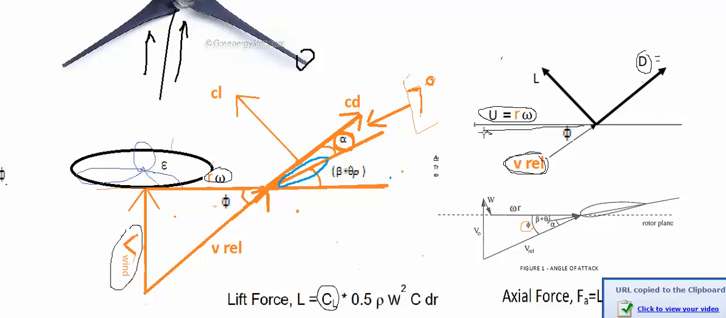I'll show you a spreadsheet in which we can clearly see the different parameters of the wind turbine, in which we will calculate all the forces and coefficient of power and stuff.